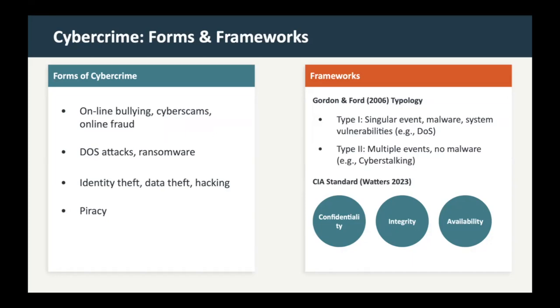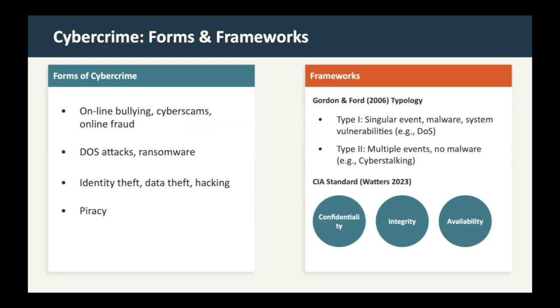Researchers have divided them into two major classes. Type 1 cyber attacks usually are singular events that involve some form of malware, and they exploit system vulnerabilities. Denial of service is one of those, for instance, or ransomware, right? But there's also type 2 attacks. They tend to involve multiple events, no specialized programs. And an example could be cyber stalking, somebody who keeps posting messages on your Facebook feed, or tries to send you annoying text messages, things like that, right?